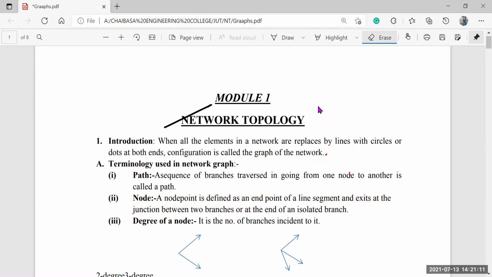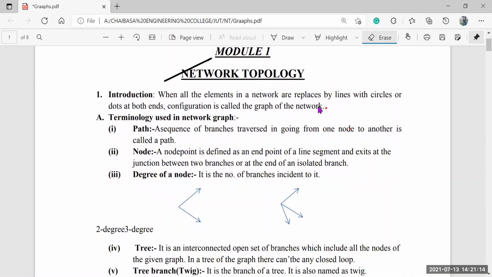Now, the degree of a node. It is the number of branches incident to it. So if a network is there, this is your node and these are the incident branches. So let's draw one. Draw the same part. Now see over here, which is incident. So my path was like this.